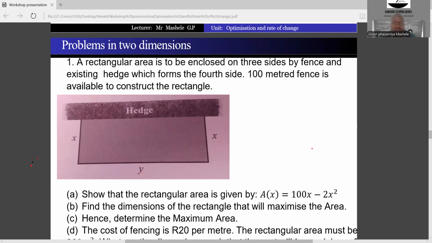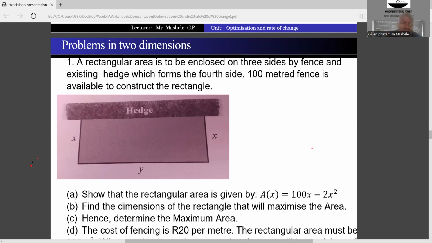Then now, the next question says, find the dimensions of the rectangle that will maximize the area. We want to know the dimensions that will maximize the area. In other words, we want to maximize the area. We do not want the maximum area, but we want the dimensions that will maximize the area.